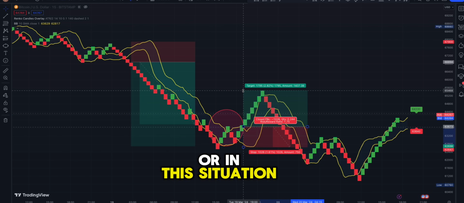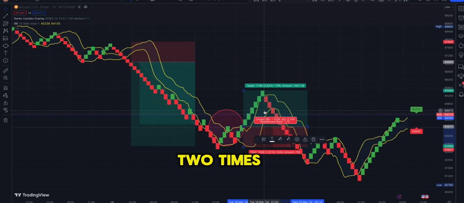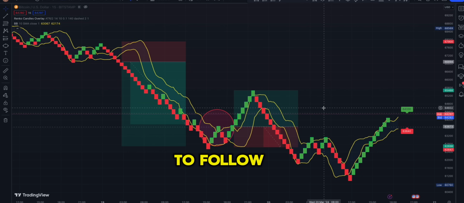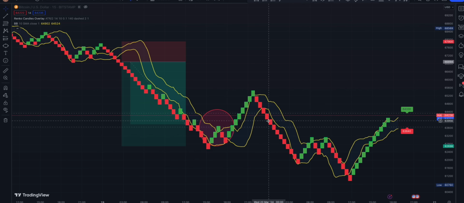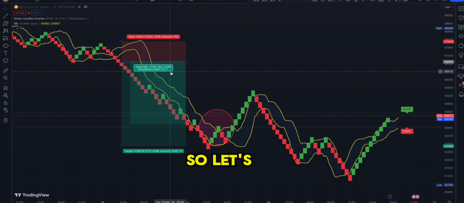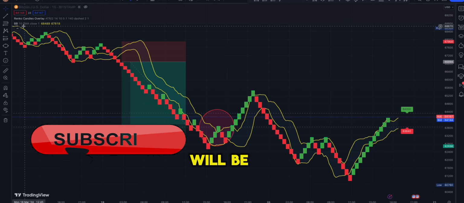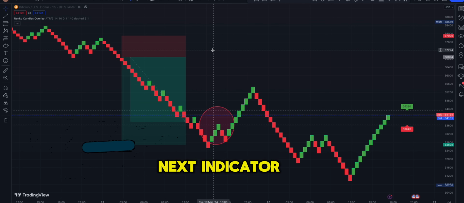Or in this situation, you can see, because the major trend is a sell market, the profit of the take profit is not that high, though it gets to 2 times our stop loss. But it is advisable to follow the major trend while you are using this strategy. Follow the major trend. So let's go to the next indicator we'll be adding. So we'll be deleting this Bollinger Band and adding our next indicator.